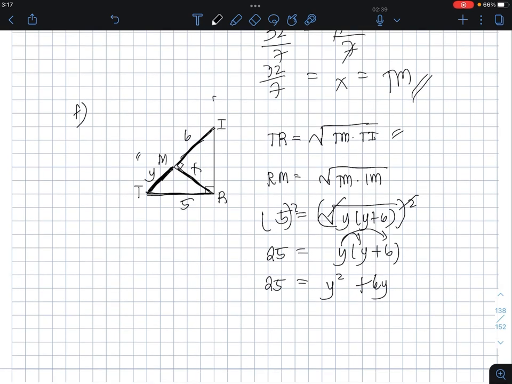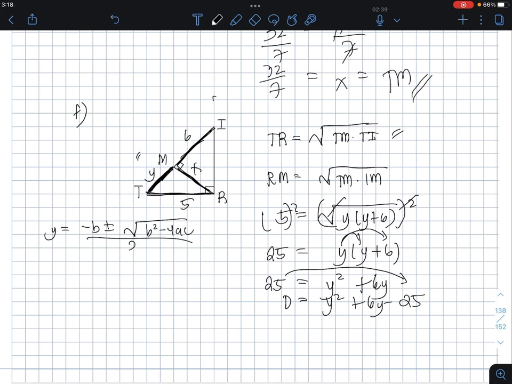So, meron tayong quadratic equation. So, transpose ko na lang itong 25 sa right side sa magiging 0 is equal to Y squared plus 6Y minus 25. So, gamitin ko yung quadratic formula to solve for Y. So, Y is equal to negative B plus minus square root of B squared minus 4AC over 2A. So, yung A natin is yung numerical coefficient ng Y squared which is 1. Yung B yung numerical coefficient ng Y term which is 6. And yung C is yung constant, negative 25.